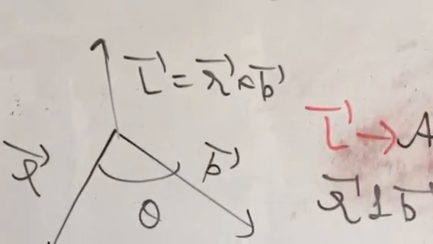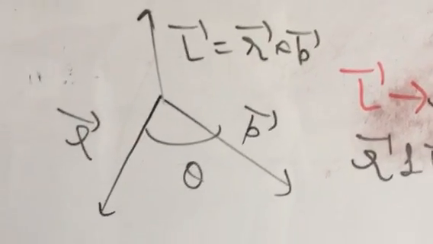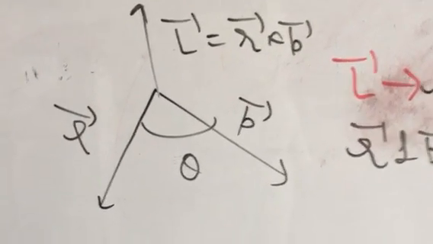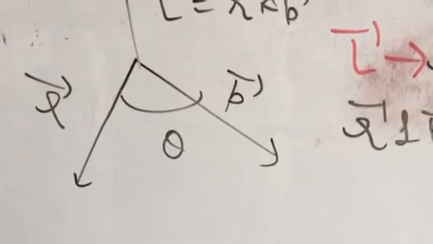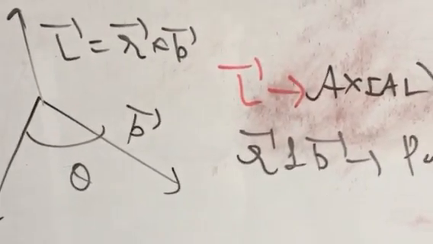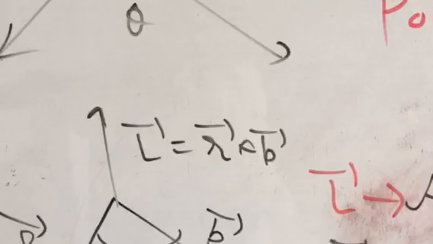So, similarly, another example is angular momentum. Angular momentum is represented by L. L is equal to r cross p. r is the real vector, and p is called real vector or polar vector, whereas L is called axial vector or pseudo vector.